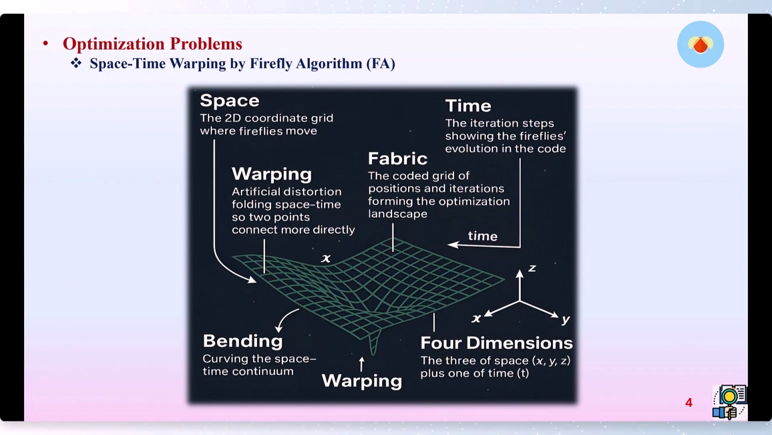Here we can see the descriptions from before in visual form. We can see space, time, what we mean by fabric, what we mean by wrapping, bending, and 4 dimensions.